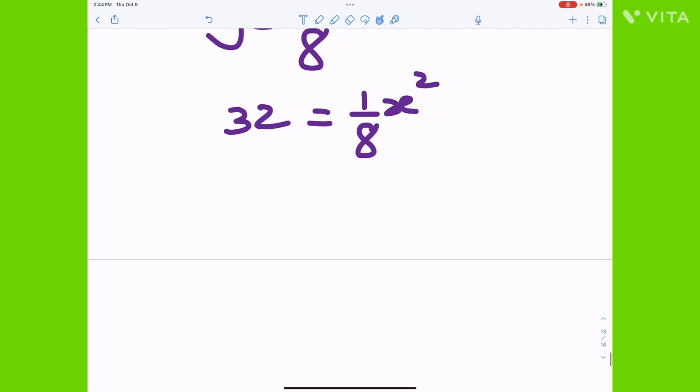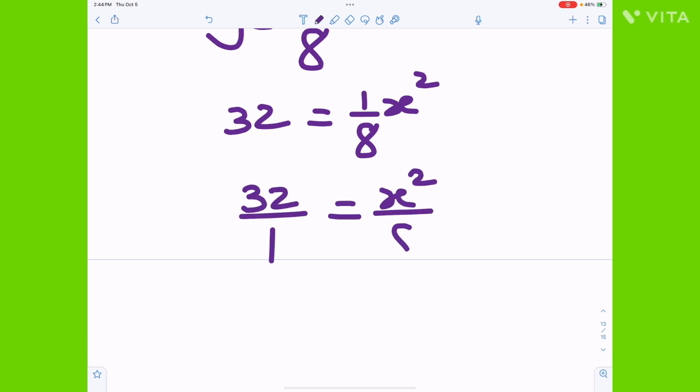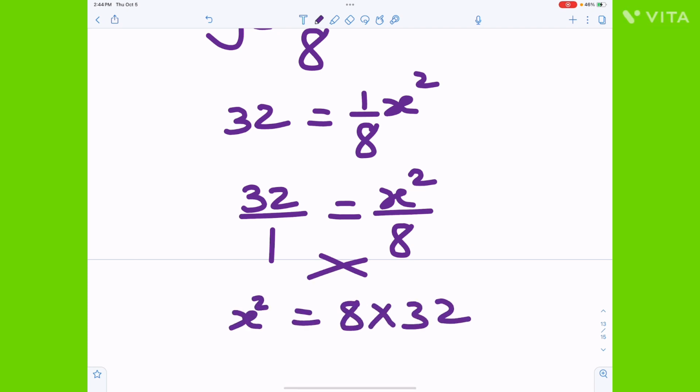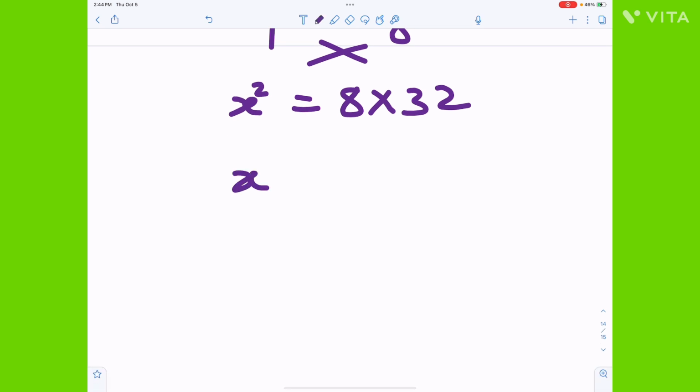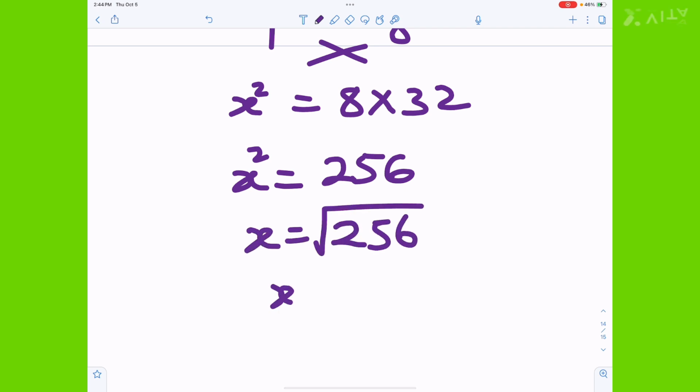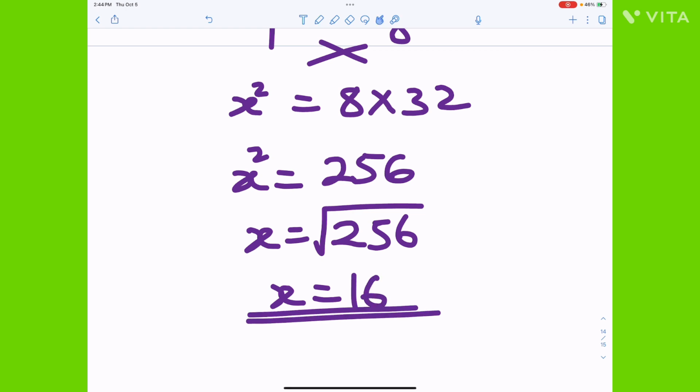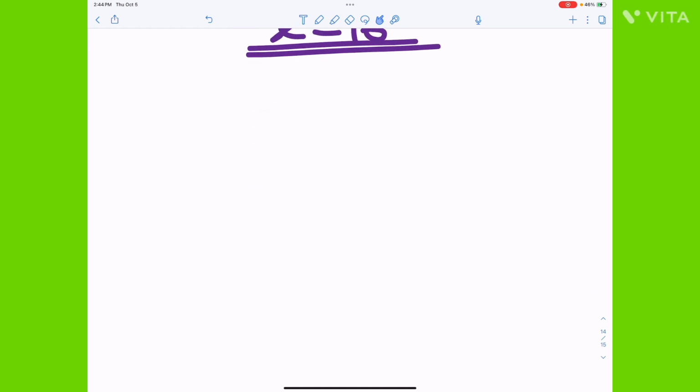I can rearrange this to make it look nicer. 32 over 1 is x squared over 8, and cross multiply. x squared is 8 times 32. 8 times 2 is 16, 8 times 3 is 24, plus 1 is 25. So x squared is 256 and x is the square root of 256. You press your calculator, x will be 16. So x is 16 when y is 32.